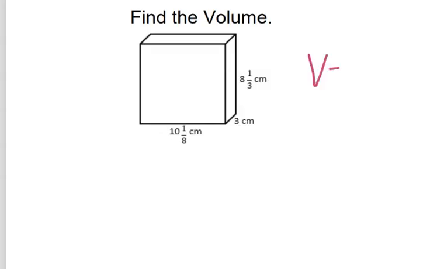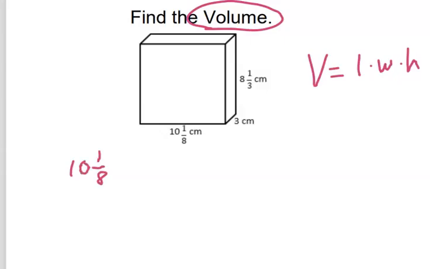All right, now we need to find the volume. Volume equals length times width times height, right? So volume is the three-dimensional small cubes inside of a larger cube. So how many basically cubed centimeters would fit inside of this box that we have here? Okay, so we have to do length times width times height. So it doesn't really matter what order we put them in because it's multiplication. So I'll go ahead and just write it out. 10 1/8 times 3 times 8 1/3.